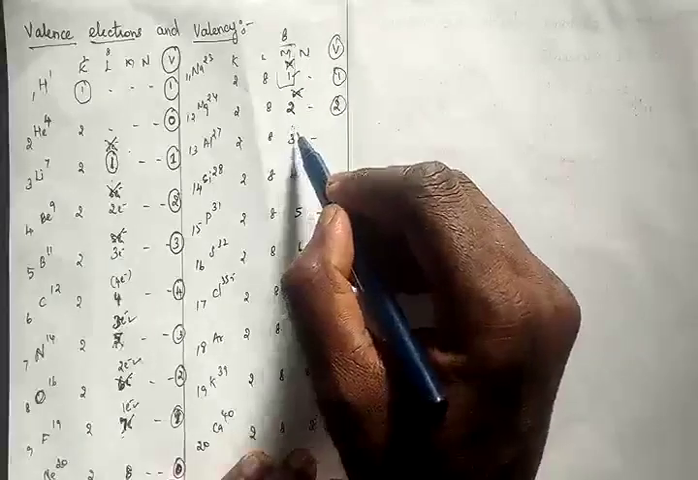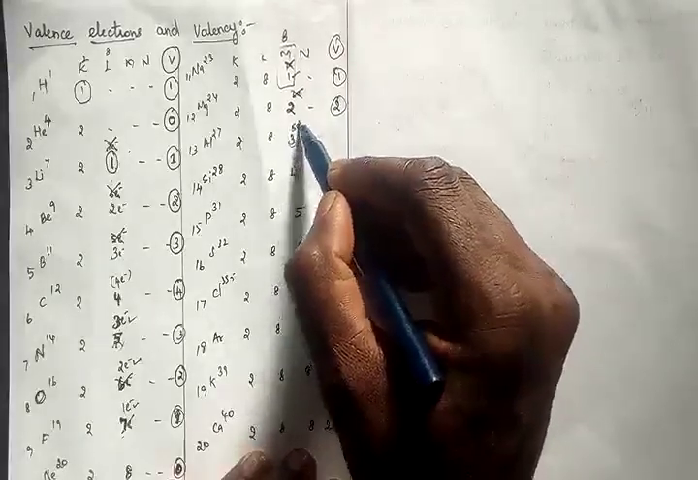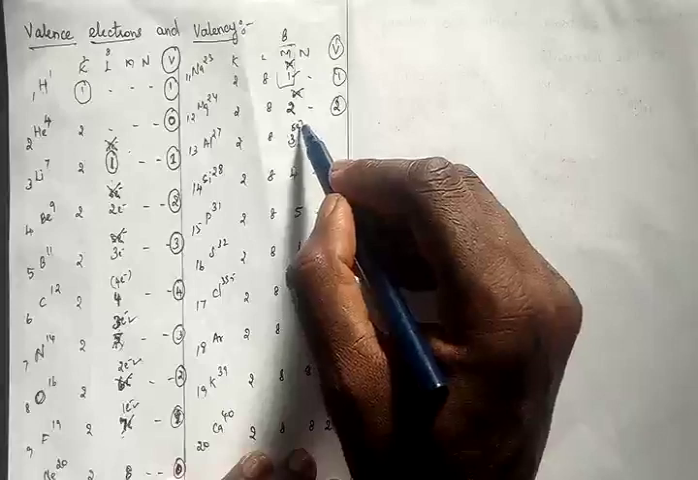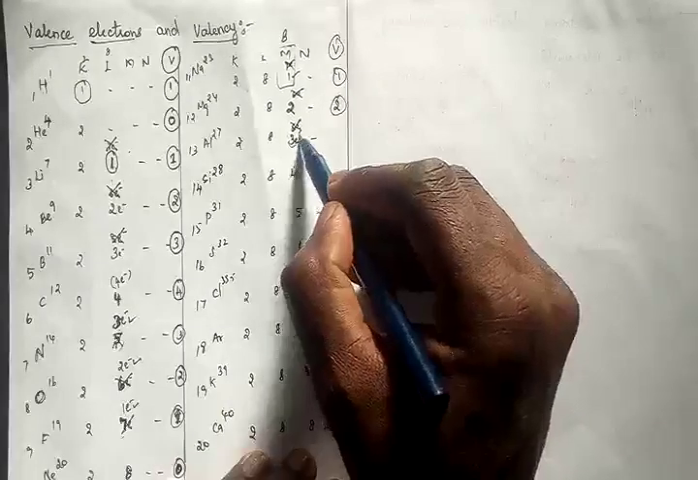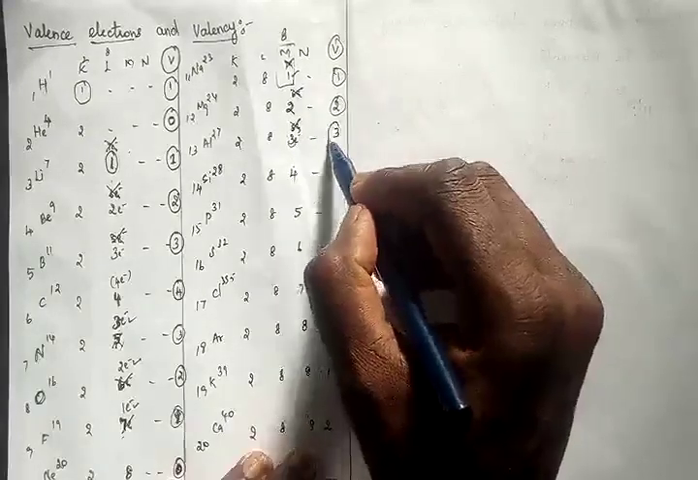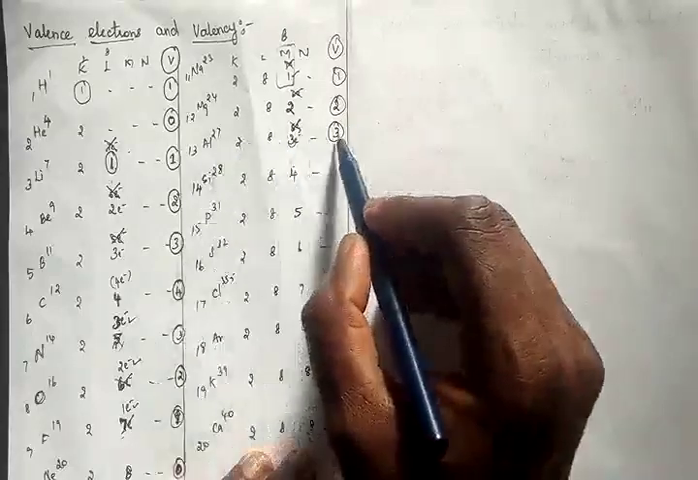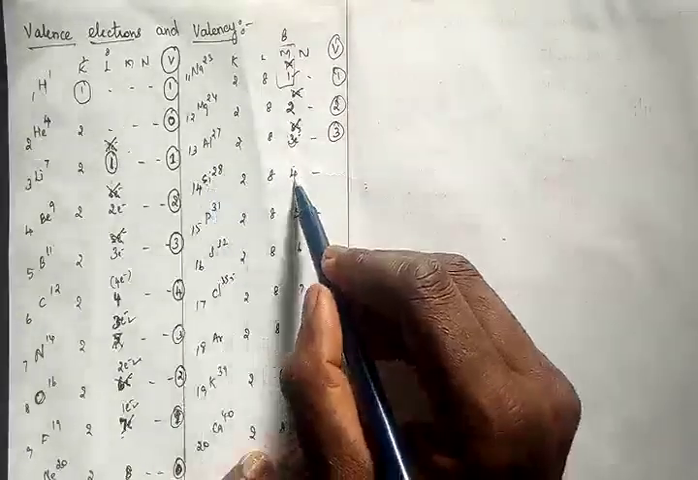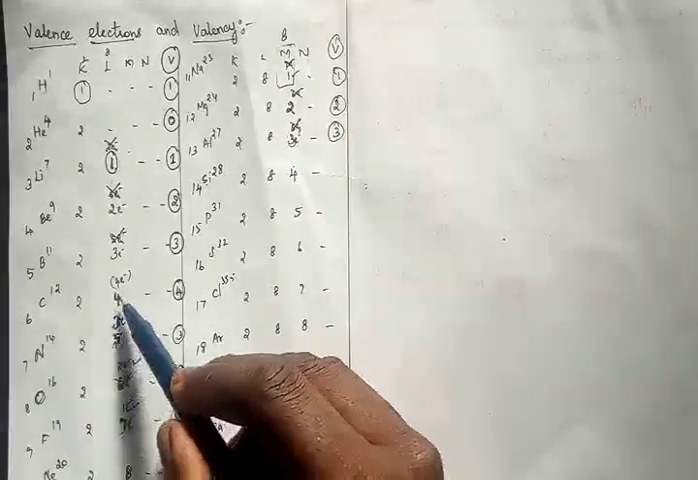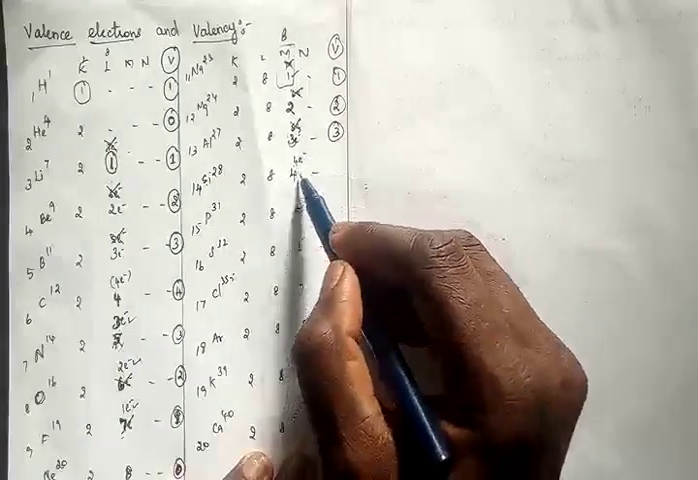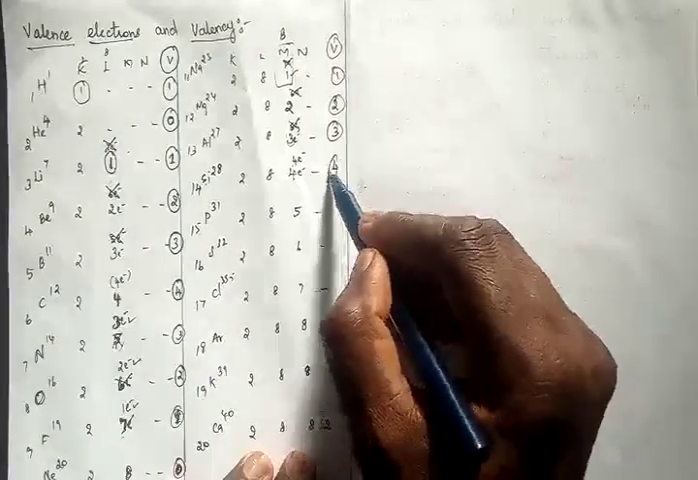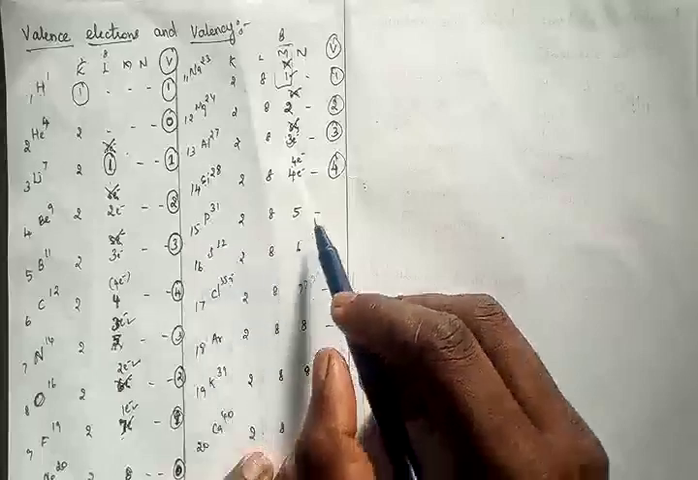Here it needs to become 8, it needs 5 electrons. Gaining 5 electrons is difficult compared to losing 3 electrons. So the valency of aluminum is 3. Silicon is similar to carbon. You can see either it requires 4 electrons or it can lose 4 electrons. So in this case the valency is 4. Come to phosphorus.